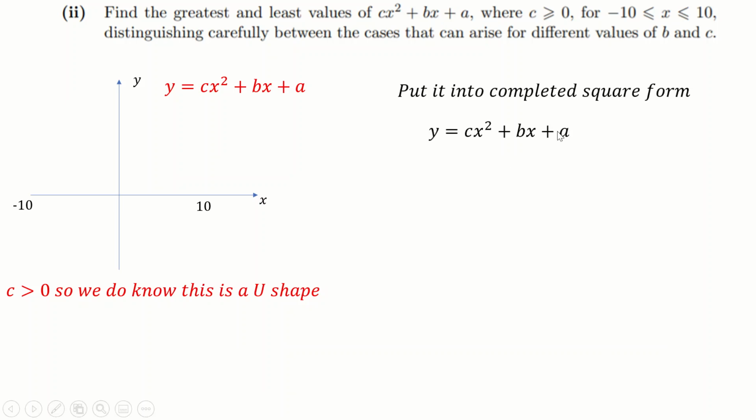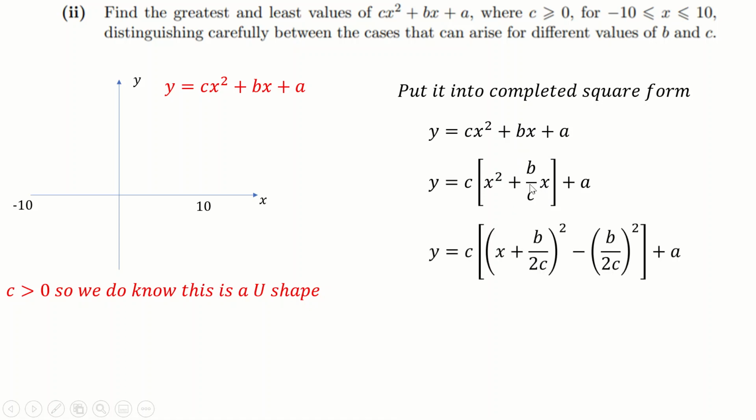So let's put this into completed-square form. I'm going to factorize out C first, just from the first two terms, not the last, because you'll see why later. Just factorize out C from the first two terms, and then just complete the square on these two bits here. So halve this number and put it in the bracket. So half of B over C is B over 2C, and then take away B over 2C squared. Of course, you just square each thing, which gives you this.